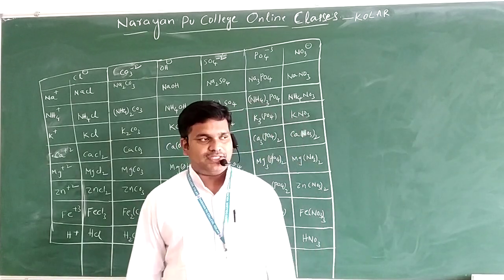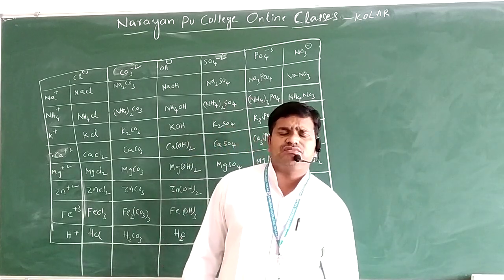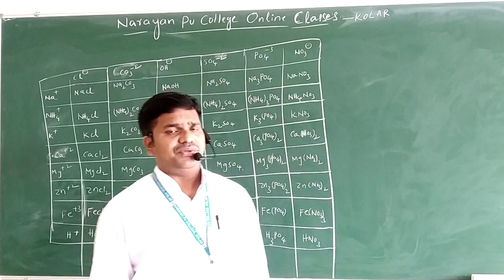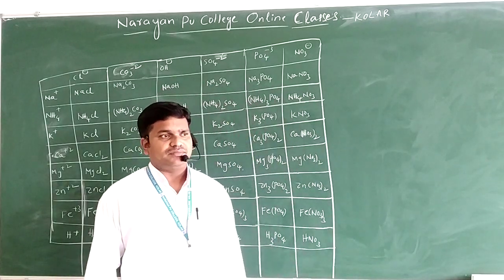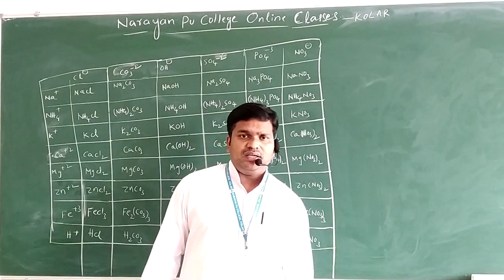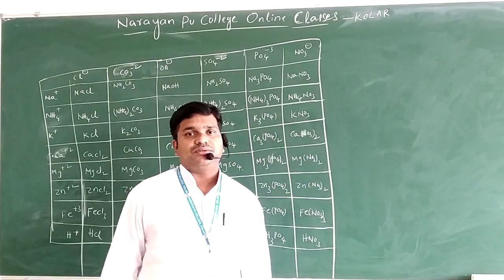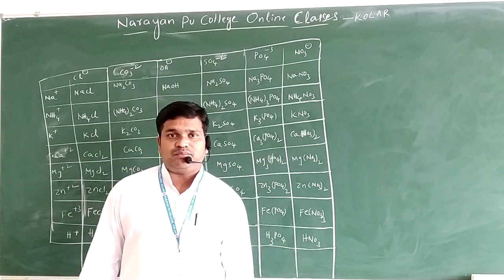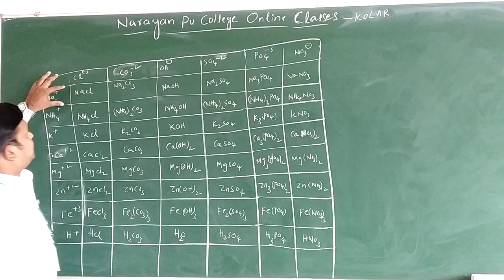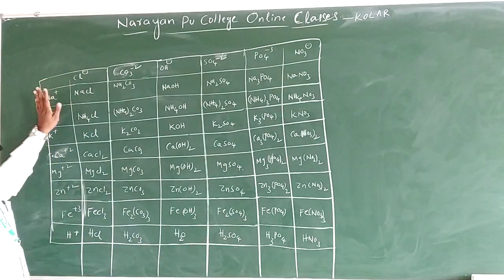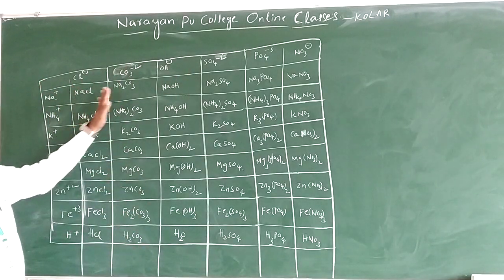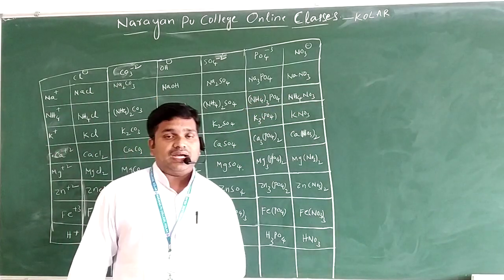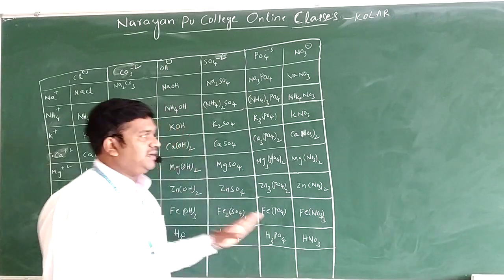So yesterday we discussed how to write the chemical formula by using the crisscross method. I think all of you understood that method, and I already gave you one exercise to complete the table. I already explained it with Na plus and all the ions: NaCl, Na2CO3, NaOH, Na2SO4, Na3PO4 and NaNO3. I explained it in the same manner.